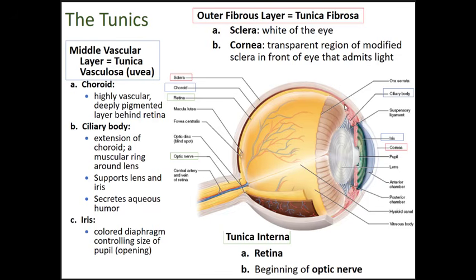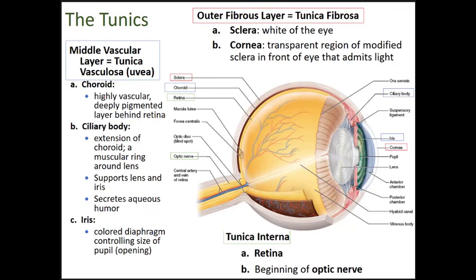This outer fibrous layer, the most outer part of the eye, consists of your sclera and your cornea. The sclera is the white part of your eye that extends even to the back part here. So here's the sclera. And the cornea. If we follow the sclera right around to the front, now we have this modified form of the sclera at the very front of your eye that's called the cornea. And it's the cornea that actually allows for the admission of light into our eye.